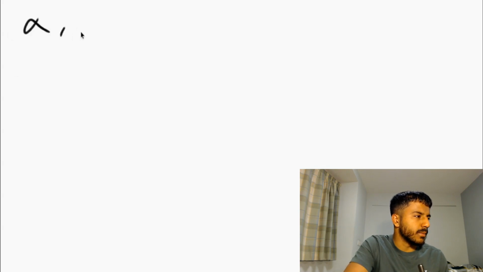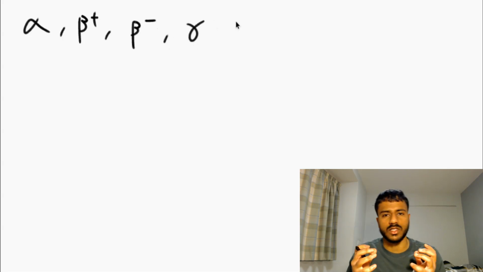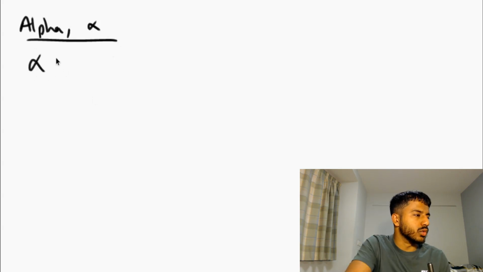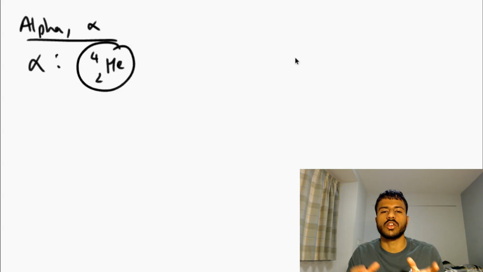Now, there are 3 or 4 main types of decay that you need to know, with that being alpha decay, beta plus decay, beta minus decay, and gamma decay. So let's start with alpha decay. Now, an alpha particle is basically a helium nucleus. So this is a nucleus with 2 protons and 2 neutrons.